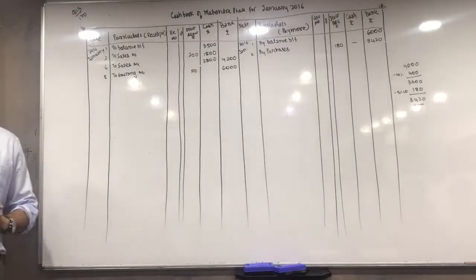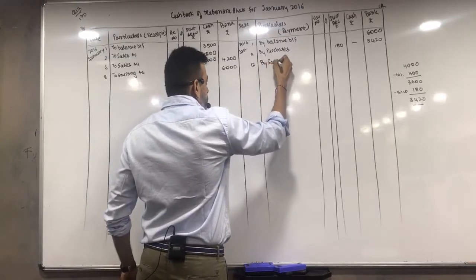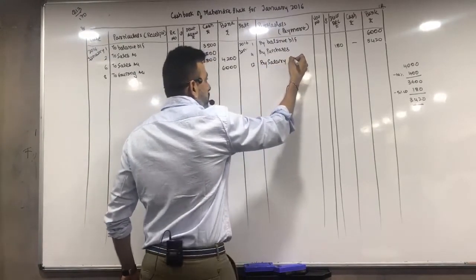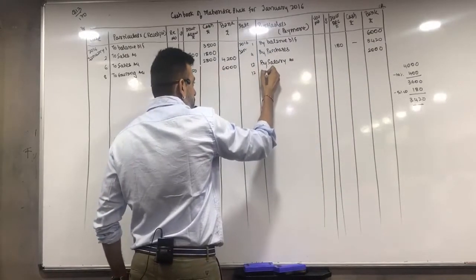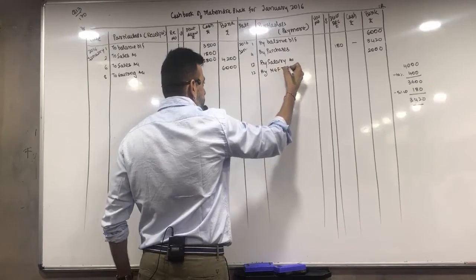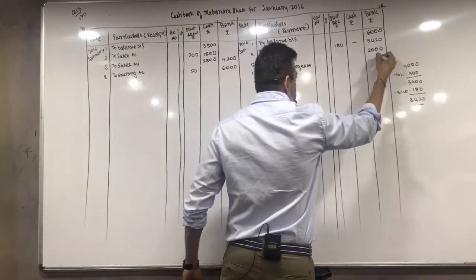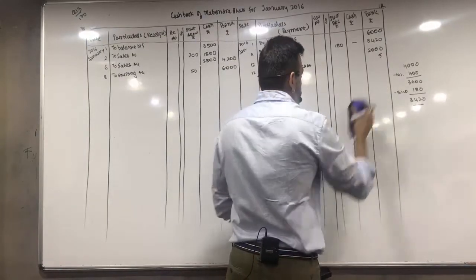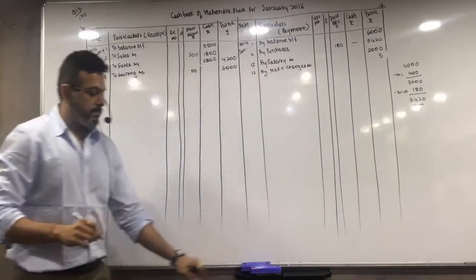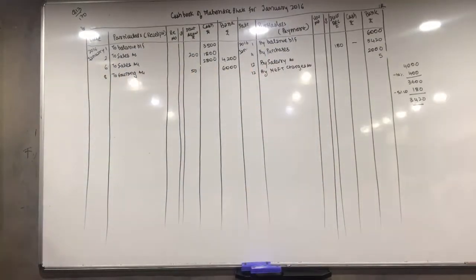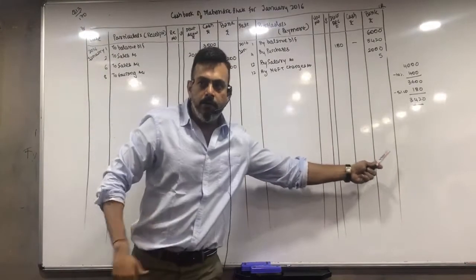Now, 12, salary of 2,000 paid. So, by salary, 2,000. And again 12, by NEFT charges account, ₹5. When we do any NEFT, it is always through bank. That's why it comes in the bank column.